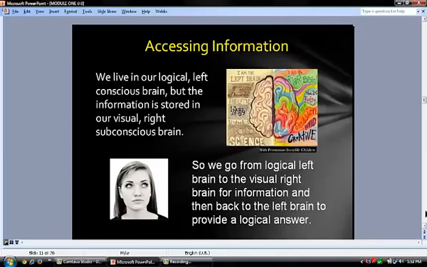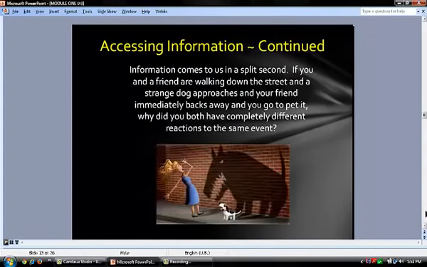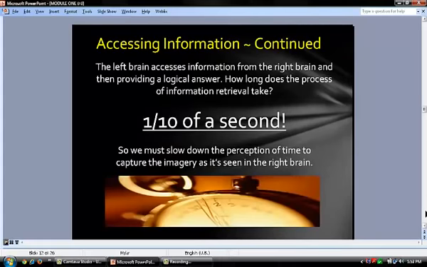The question is, how long does it take the left logical brain to view the right visual brain and then provide a left brain logical answer or reaction? About 1/10 of a second. It all takes about 1/10 of a second, which is why this is an unconscious process. You're not aware of it because of how quickly it happens.